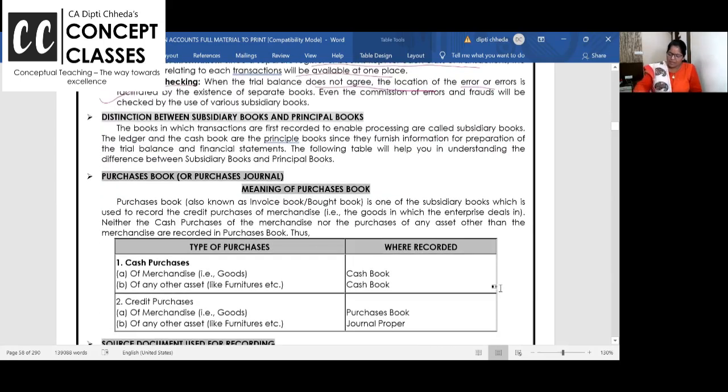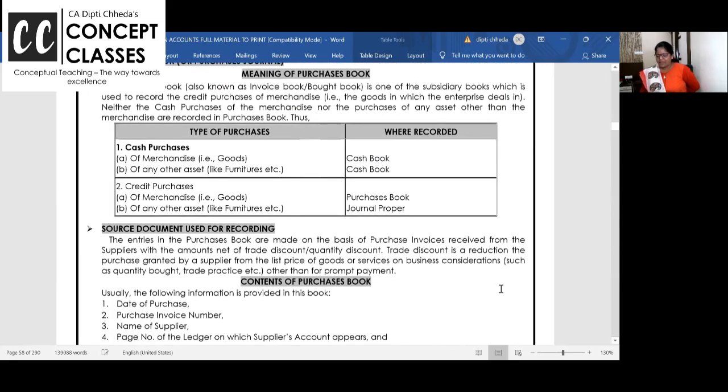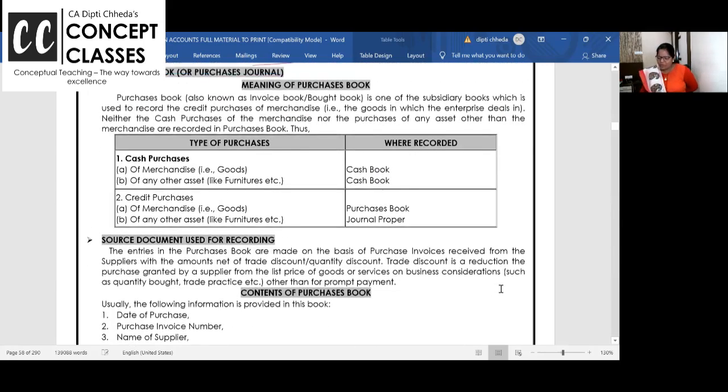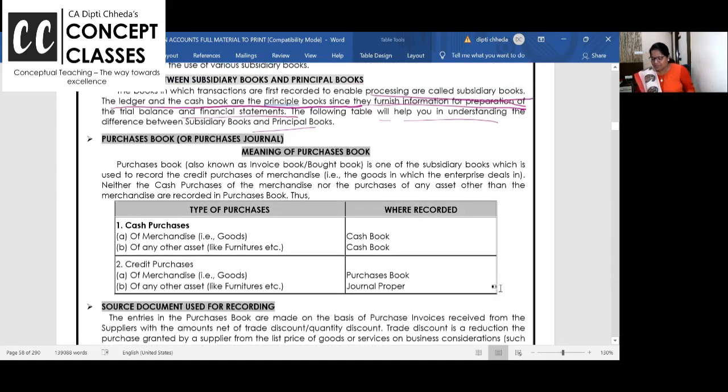Okay? The book in which transactions are first recorded is called the subsidiary book. And the ledger and the cash book are the principal books. Principal books will help you to prepare the trial balance. From the subsidiary books, posting will be done to the ledger, the principal books, and from the ledgers you can prepare the final accounts. Okay, right? So are you all ready to go for the types of the books? If you have any doubt, ask. All clear to all of you?